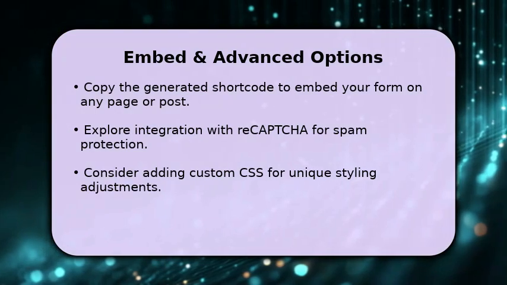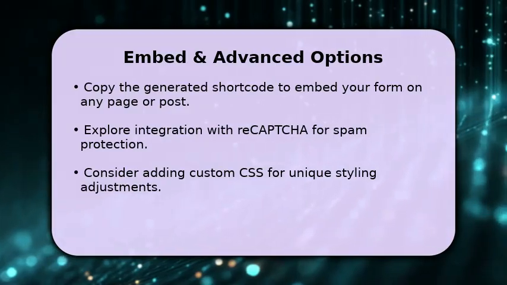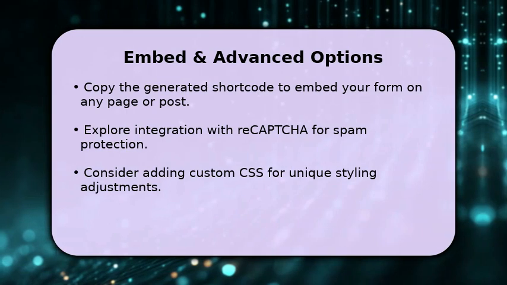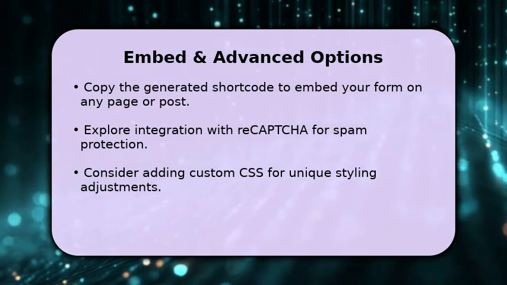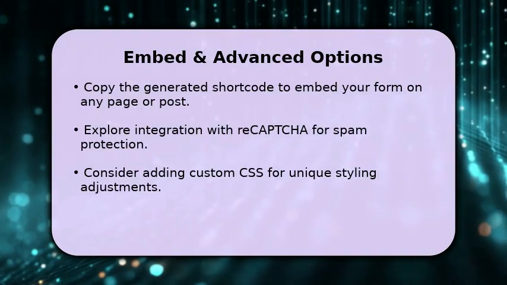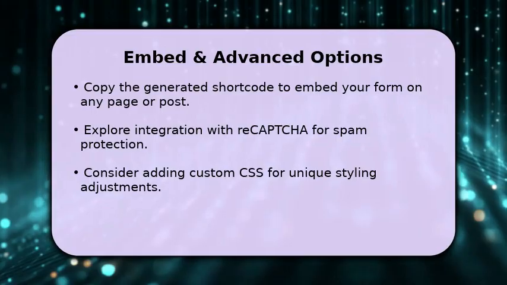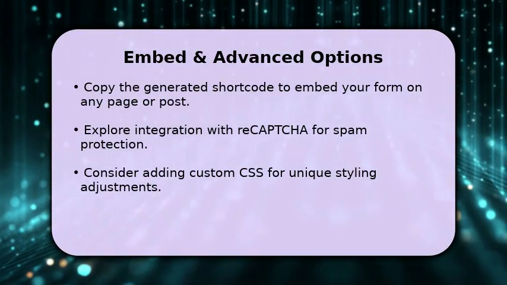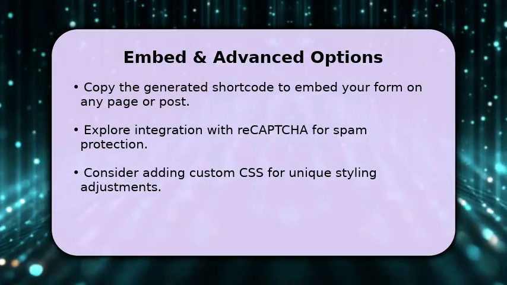Once your form is complete, you'll see a shortcode at the top of the form editor. Simply copy this shortcode and paste it into any WordPress page or post where you want your form to appear. For enhanced security, consider integrating reCAPTCHA to protect against spam submissions. If you want to further customize the look, you can add custom CSS to your theme's style sheet, giving your form a truly unique appearance.